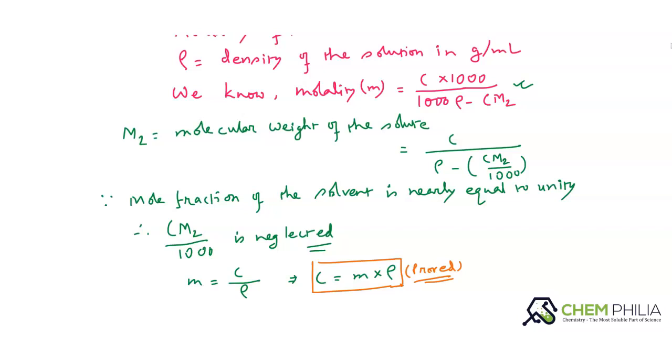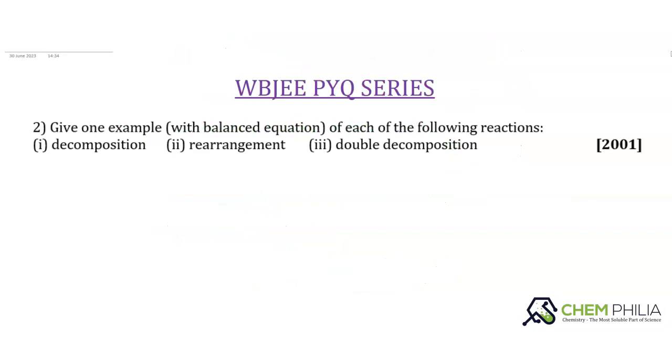Now let us come to the second question. The second question says that give one example with balanced equation of each of the following. Number one is decomposition, number two is rearrangement, and number three is double decomposition, right? So let us solve this question.